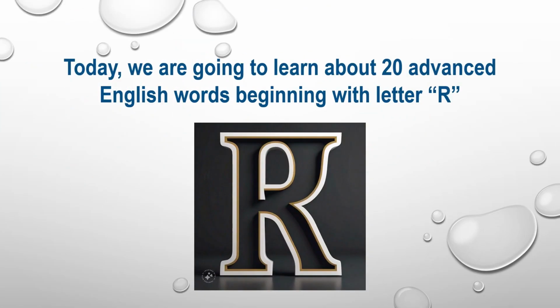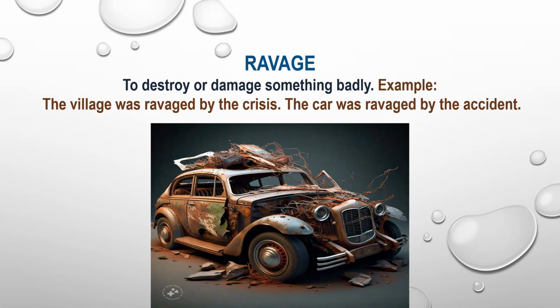Today, we're going to learn about 20 advanced English words beginning with letter R. Ravage. This means to destroy or damage something badly. Example: the village was ravaged by the crisis. The car was ravaged by the accident.